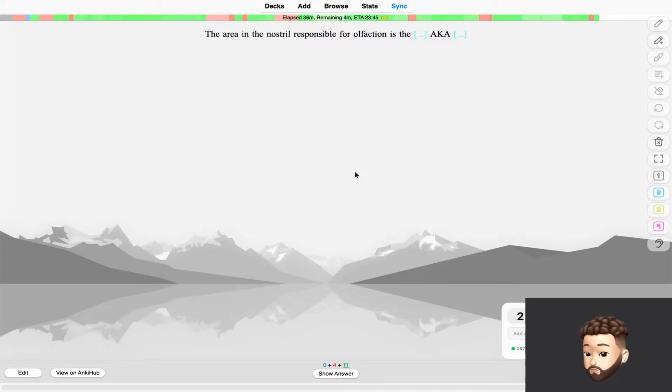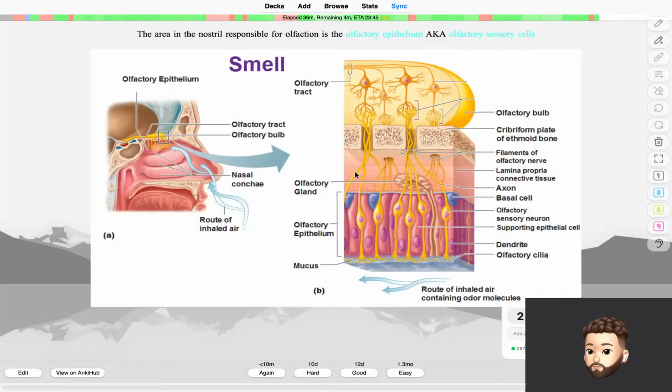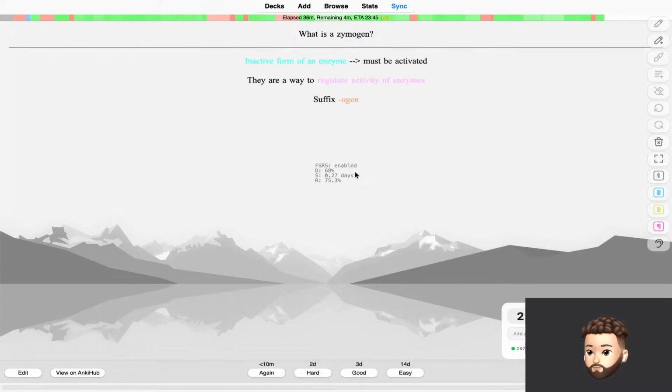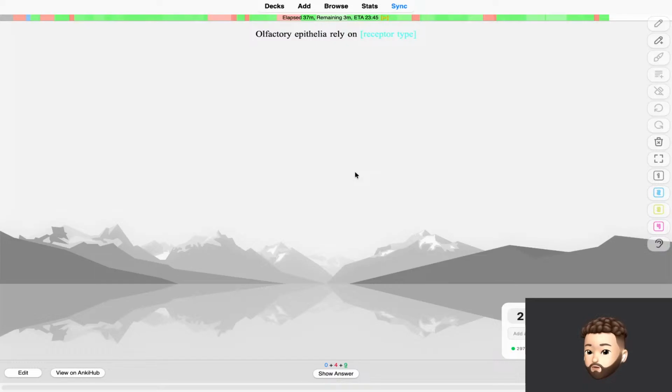The area in the nostril responsible for olfaction is the olfactory epithelium. It's the inactive form of an enzyme that needs to be activated. They rely on GPCRs.